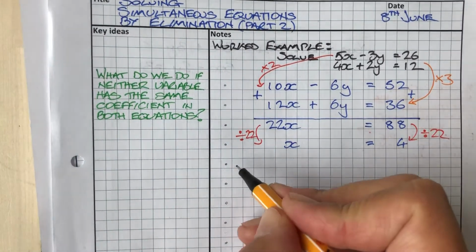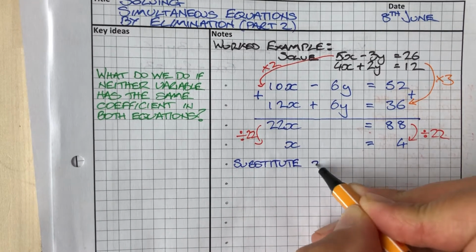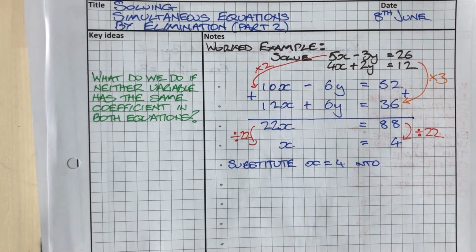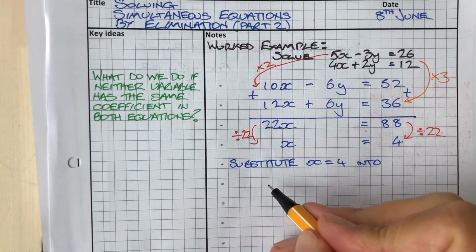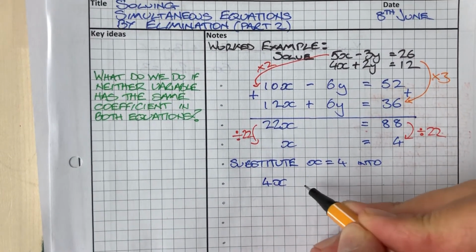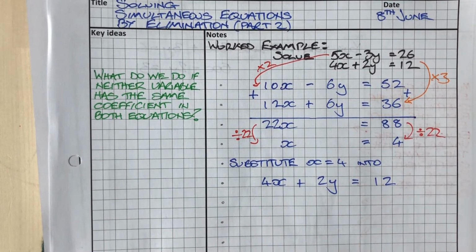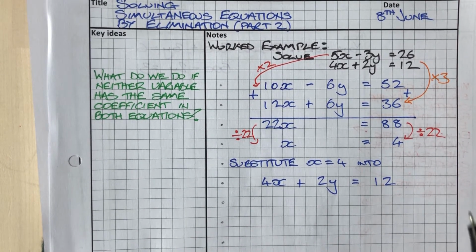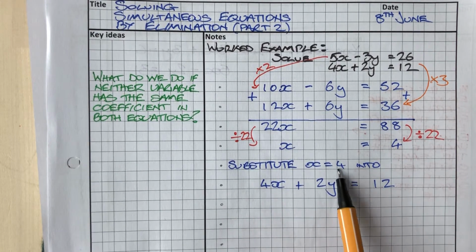So what do I do next? I substitute x equals 4 into whichever equation I think looks easier to work with. I'm going with 4x add 2y equals 12, because it's got no minus signs in it. I'm much more likely to make a mistake if I have minus signs to deal with. So this is 4x, so that's 4 times 4.